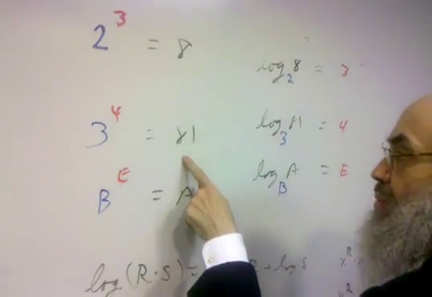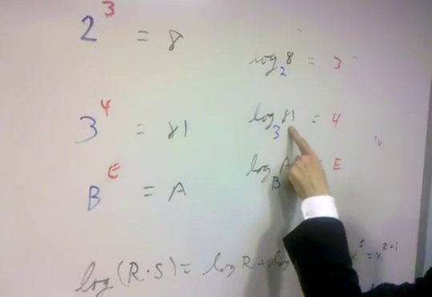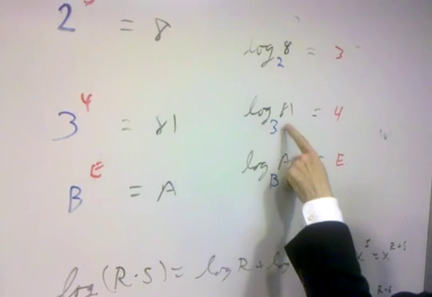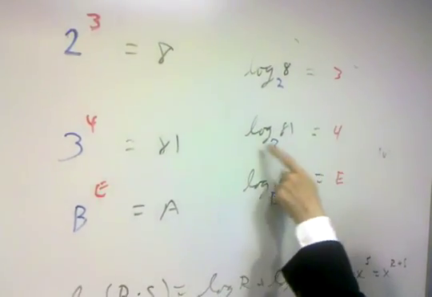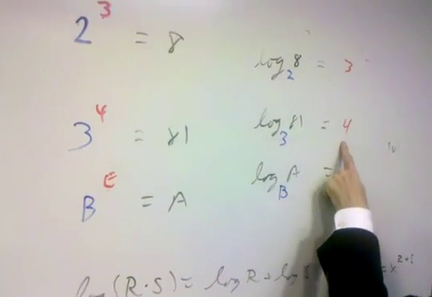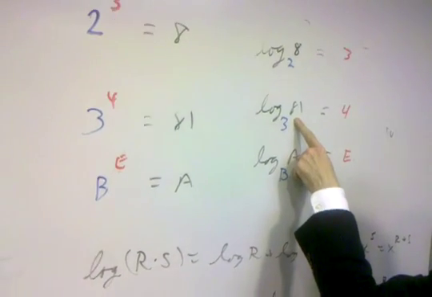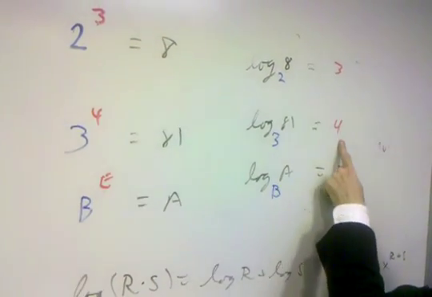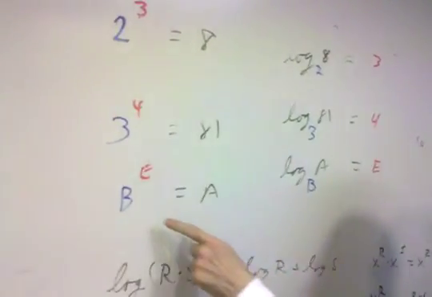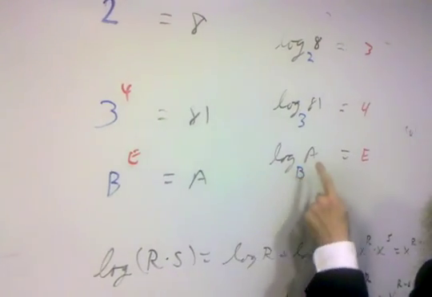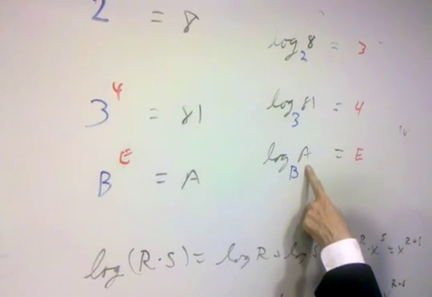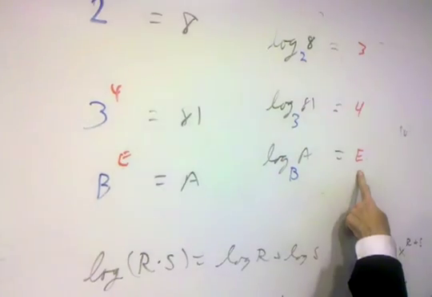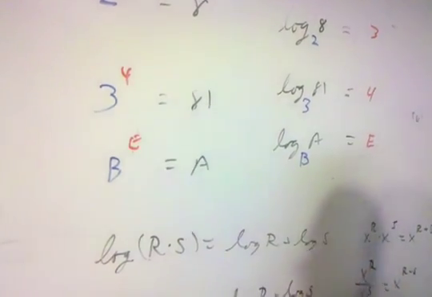3 to the 4 is 81. Same as saying 81 has a log in base 3 of 4. Log of 81 in base 3 is 4, meaning what? That I got to 81 by using the exponent of 4. Similarly, if I say b to the e is a, the log of a means what exponent got me there? The exponent was e.